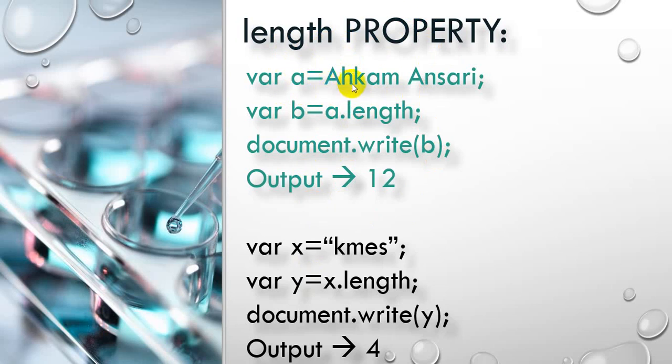So if I ask what is the length of acom, for example, which is a collection of 5 characters, you will say 5. In the same way, if I ask what is the length of ansari, you will say 1 2 3 4 5 6. In the same way, if I ask what is the length of var, you will say 3. So this is a property given by JavaScript which will calculate for you the length of any string.